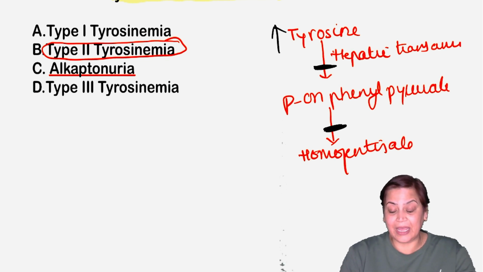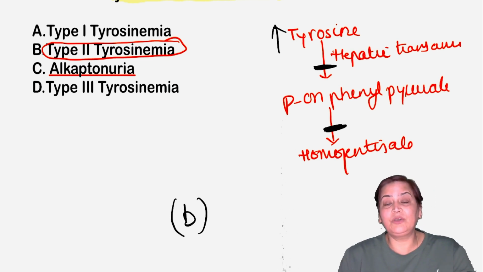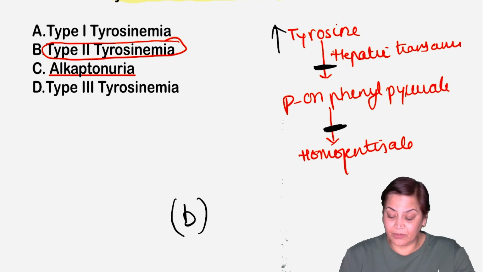So defect of tyrosine transaminase will cause type 2 tyrosinemia. The other name of this is hepatic transaminase, right?